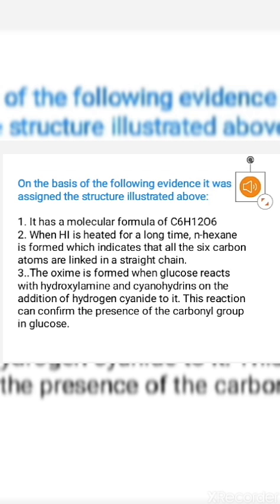There are a number of pieces of evidence to prove the linear structure of glucose. Its molecular formula is C6H12O6. When it reacts with hydrogen iodide, it forms normal hexane. It shows that all 6 carbons are bonded in a straight chain. When it reacts with hydrogen cyanide and hydroxylamine, it produces cyanohydrin and oxime respectively. It shows that there is a carbonyl group in glucose.